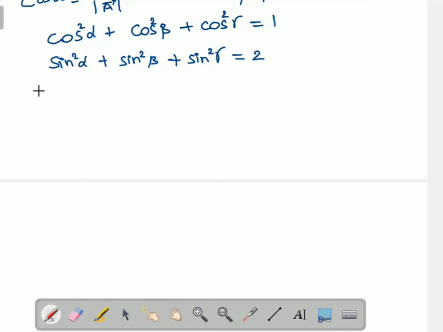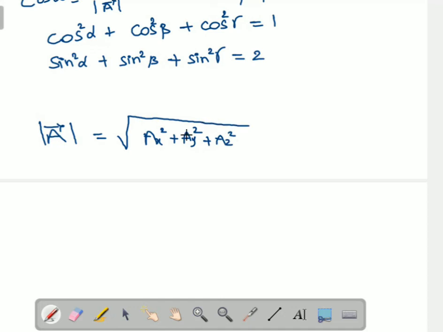Suppose the A bar vector's magnitude is what we want to write. If the A bar vector is resolved into two components, then in terms of those two components we write square root of ax square plus ay square. If we want to write it for three components, we will also write az square. Here we are squaring and adding its components.